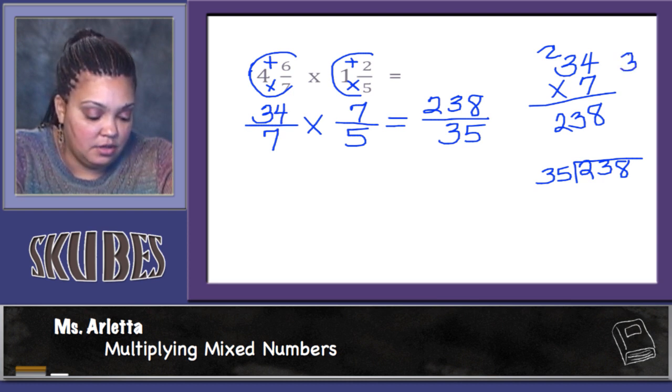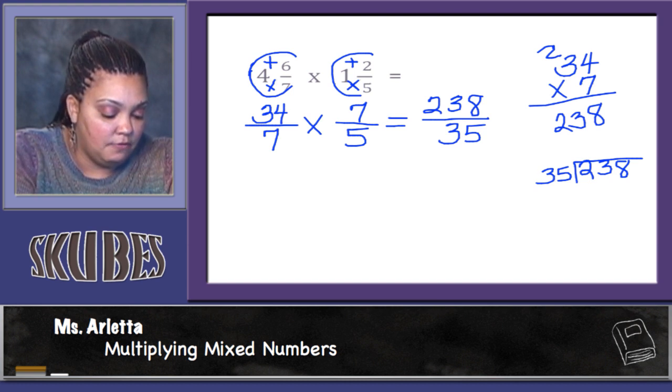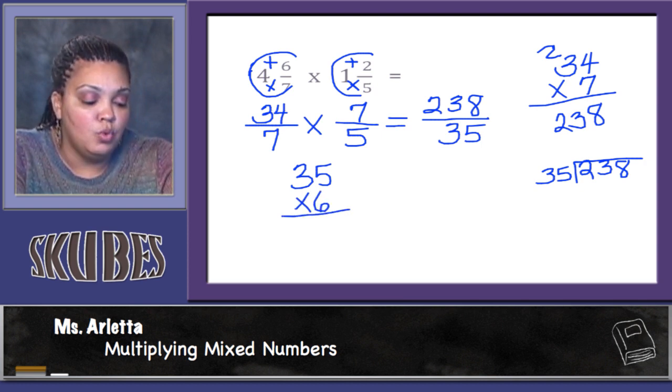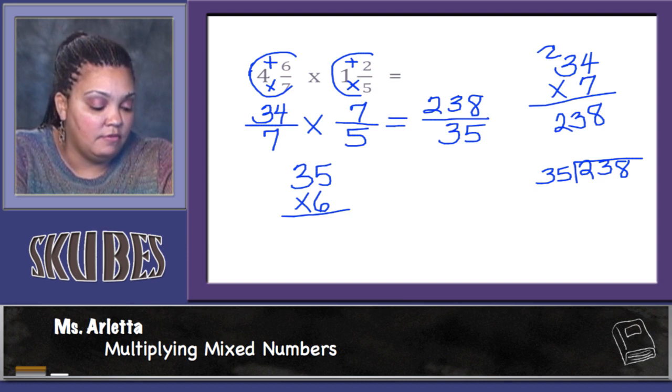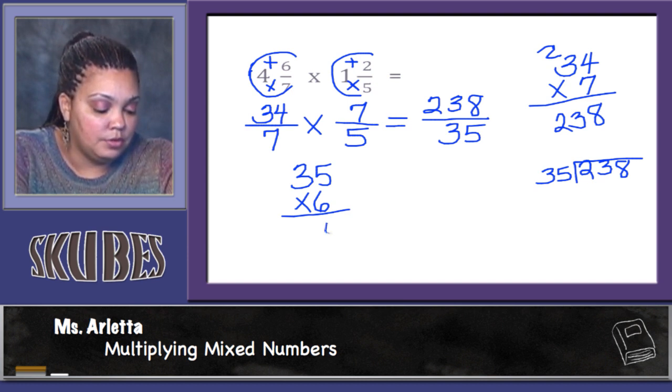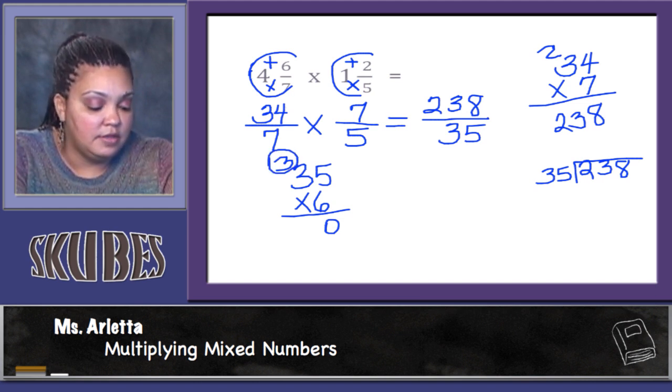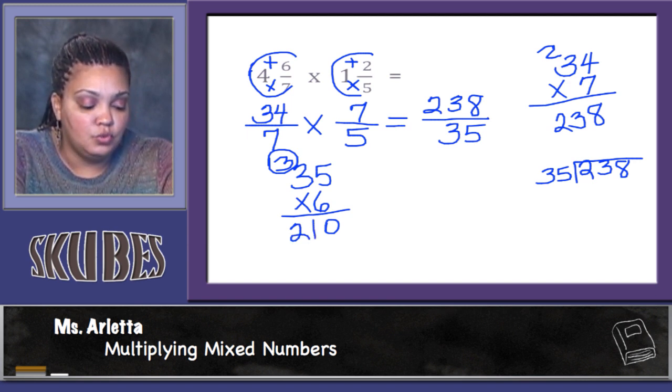Let's guess and check by saying 35 times, let's try 6. If 6 is too high, then we'll say 35 times 5. 6 times 5 is 30. Carry 3. 6 times 3 is 18, plus that 3 makes 21. You have 210. 210 is pretty close to 238.